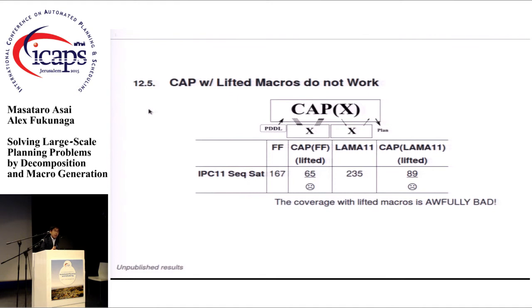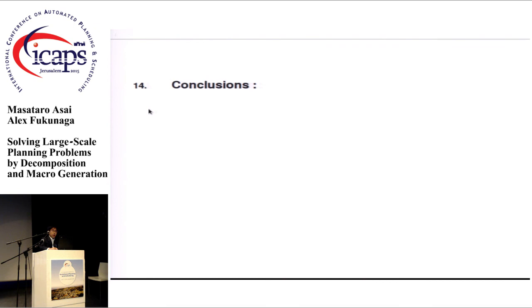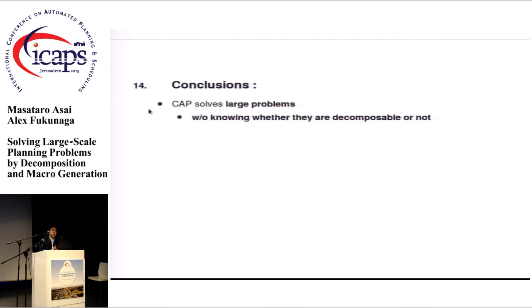And this is again unpublished results, but we tested CAP with lifted macros, and the results were completely bad. So the lifted macros do not work. We also compared MUM, Wizard and MacroFF, but the results are omitted due to the time constraint. The conclusion is that ICAPS solves large problems without knowing whether they are decomposable or not. Decomposition is useful and ground macros are useful. Thank you very much.